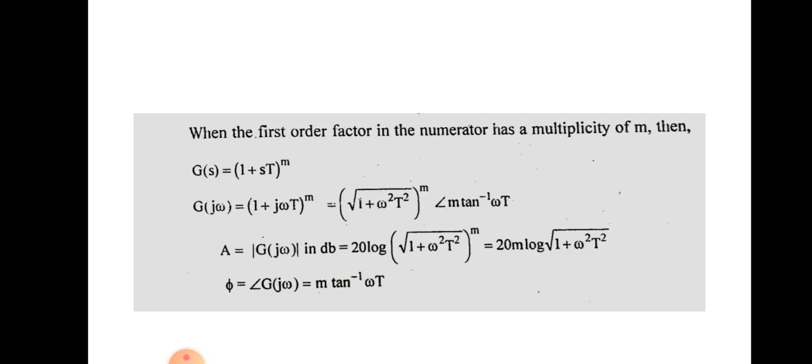We can see these cases very clearly while doing the problem. Similarly, when 1 plus st all raised to m comes, the angle will be multiplied by m into tan inverse omega t, and the magnitude will be multiplied by 20 m log square root 1 plus omega square t square. That is the only difference. All of this is just to give a knowledge about how to draw the Bode plot, and we will see the cases very clearly while doing the problems. So you should have an idea how we are taking these terms. This is all about this topic, and thank you.